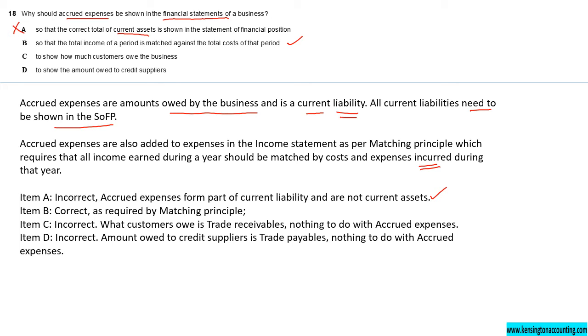C, to show how much customers owe the business. Now, how much customers owe the business is known as trade receivables. It's got nothing to do with accrued expenses. Well, that's wrong. And D, to show the amount owed to credit suppliers. Amounts owed to credit suppliers are known as trade payables. Again, nothing to do with accrued expenses. Therefore, the correct answer is B.